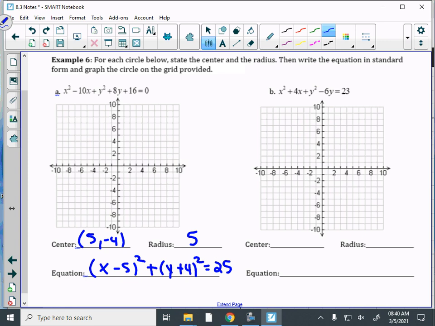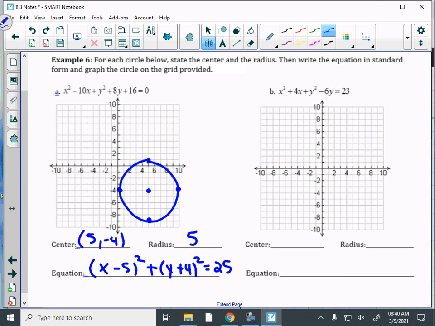Again, change your signs when you plug it in. Square your radius. And then when we graph, just plot your center, 5, -4, and count your radius in all 4 directions. Up 5, back to center, left 5, back to center, down 5, back to center, and then right 5. And there we go. Questions over that?